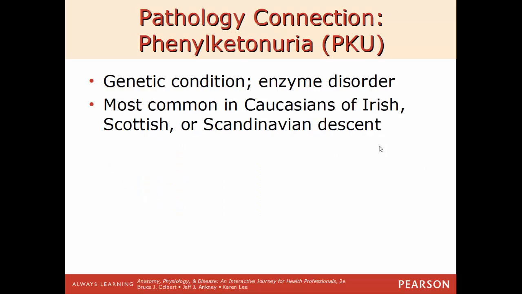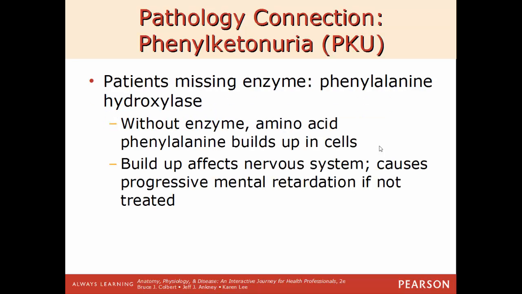That leads us to a pathology connection with an enzyme disorder called Phenylketonuria, or PKU. This is more commonly found with Caucasians who are Irish or Scottish or Scandinavian. And these patients will have a missing enzyme. That enzyme is called phenylalanine hydroxylase. Without this enzyme, the amino acid phenylalanine isn't destroyed. It just builds up and builds up and builds up. And this buildup will eventually affect the nervous system. And this will eventually cause mental retardation if not treated.